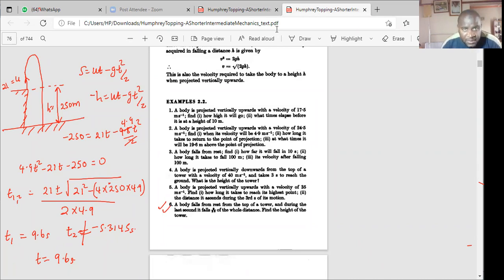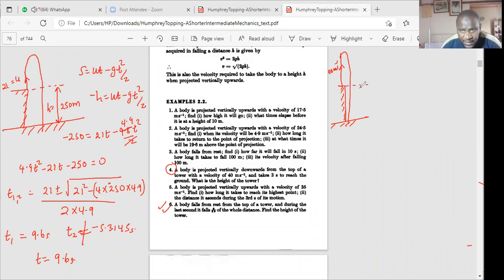Let me wait for one more person. As one more person comes, let's look at number 4. A body is projected vertically upwards from the top of a tower. Vertically upward means going vertically straight up, then comes back down. Then it says, with a speed of 40, and takes 3 seconds to reach the ground. What is the height of the tower?